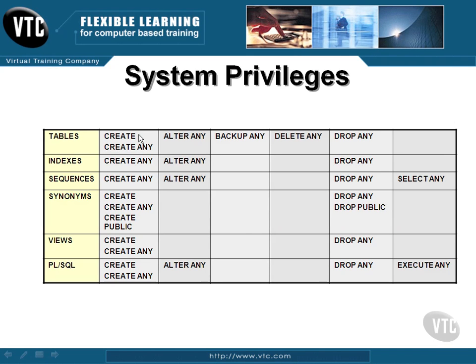Create a table means a user can create a table in their own schema. Create any table means they can create a table in anyone else's schema, assuming they have access to that schema. Same applies to indexes, sequences, synonyms. Create public synonym creates synonyms that are accessible basically by the system user, and by anyone, assuming that whatever that synonym points to is allowing a grant access to the user that's pulling it.